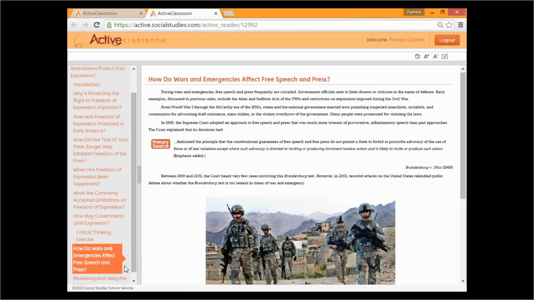And let's take a look at, now we have, how do wars and emergencies affect free speech and press? We have a little bit of background information, a primary source, and we'll do some analysis with that and see what we think about, is there a time when the limiting of freedom of expression is appropriate?